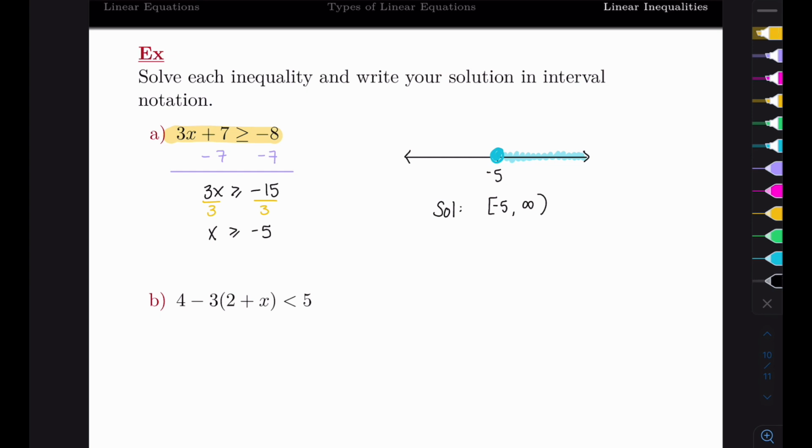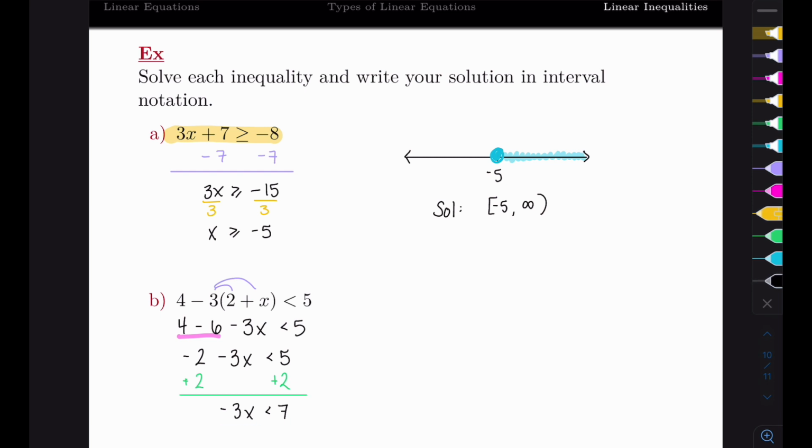Okay. Let's try our next one. We do exactly the same thing. I go ahead and distribute this -3. So that gives us 4 minus 6 minus 3x is less than 5. Tiny bit of condensing on the left because we have 4 minus 6. So that's -2 minus 3x is less than 5. Let's go ahead and add the 2 to the other side. And so we get -3x is less than 7.